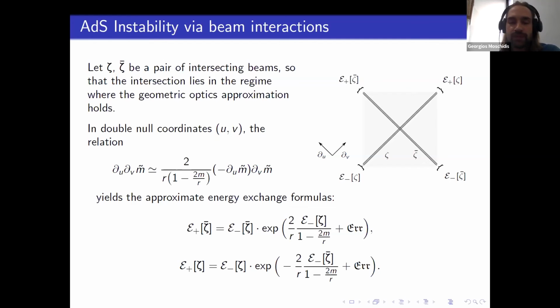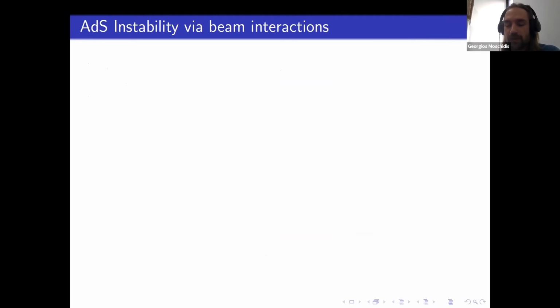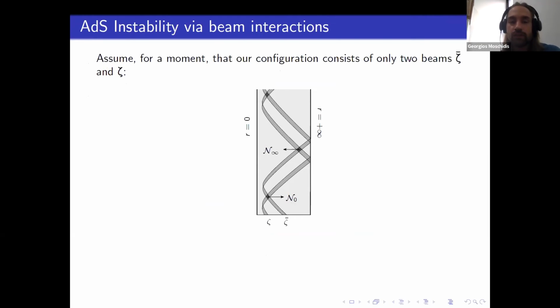In particular, what we see is that the energy of the ingoing beam increases. It increases by a factor which depends on the energy of the other beam, and it's also stronger when the interaction takes place close to r equals 0, when the beams are more concentrated. And similarly, the energy of the outgoing beam necessarily decreases by a similar factor. Okay, so this is what we have to keep in mind, that whenever two spherically symmetric beams interact, the ingoing beam always increases its energy while the outgoing loses energy.